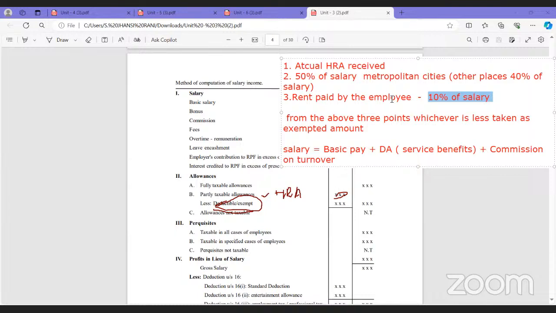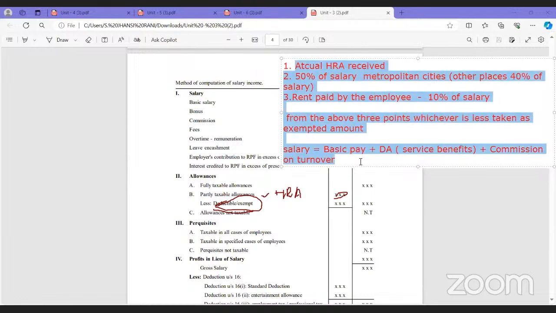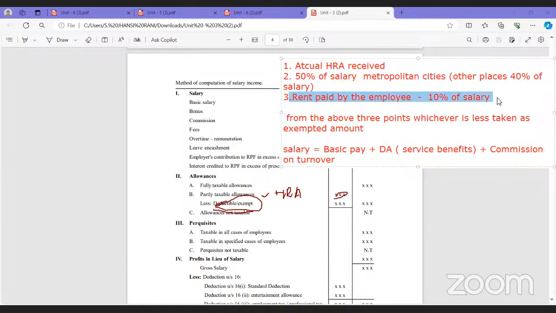HRA sometimes comes in the short problems also, which is why I am explaining again in detail. Whenever you are calculating the exemption, look at two points. First, if the assessee is living in his own house, there is no exemption, so none of these calculations are needed and the amount is directly taxable. Next, if rent paid by the employee is less than 10% of salary, there is also no exemption. You will know this when you calculate all these points. So this is about HRA.